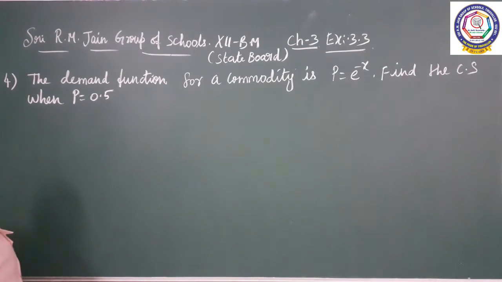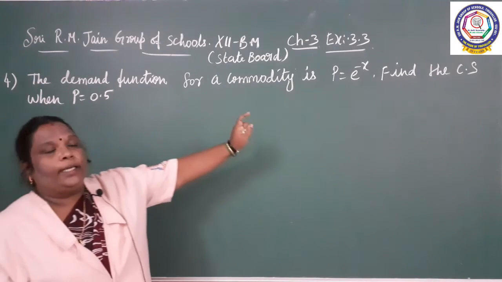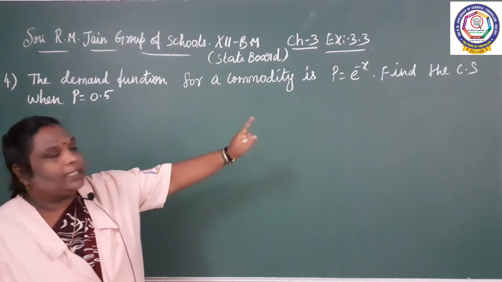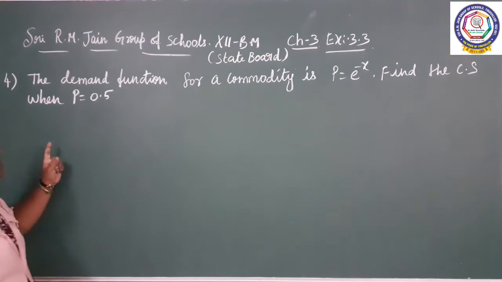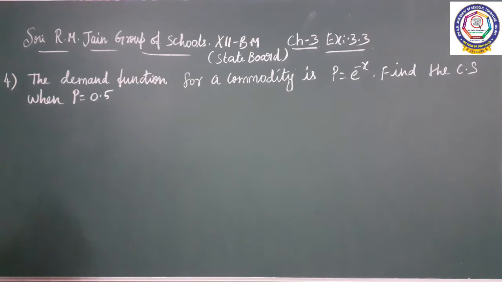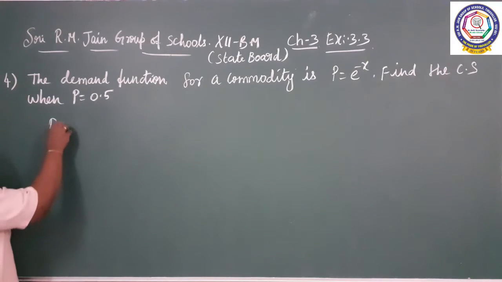See the fourth sum. The demand function for a commodity is P equal to e power minus x. Find the consumer surplus when P equal to 0.5. They have given us demand function.